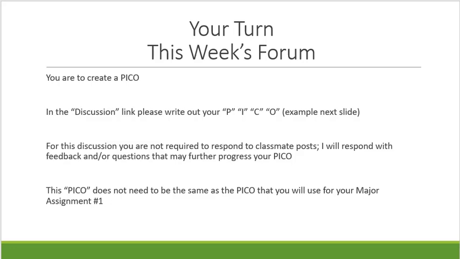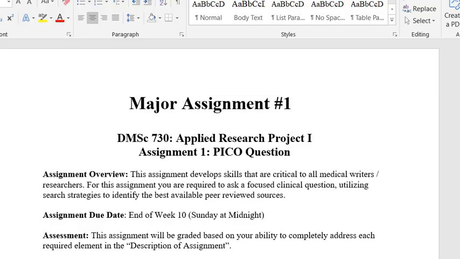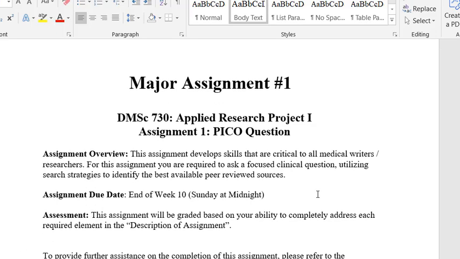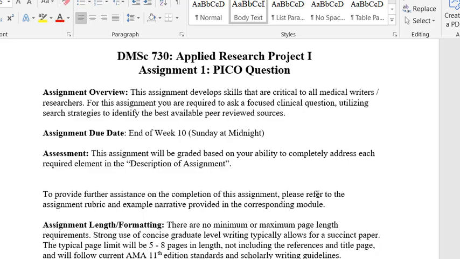And this PICO does not need to be the same PICO that you will use for your major assignment 1. So this week, you'll see that the instructions for major assignment 1 are online. And I'm going to pull those up now. Give me a moment here. Okay, so major assignment 1 is available for you to review. This assignment is due by the end of week 10.